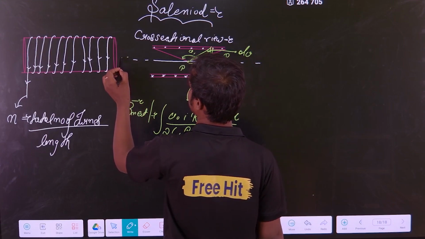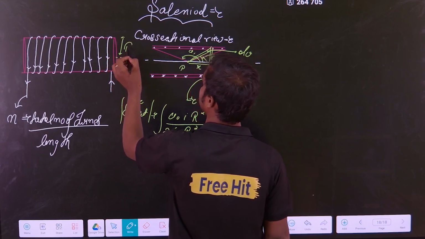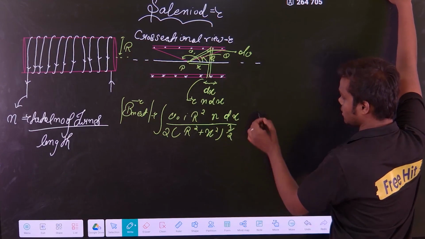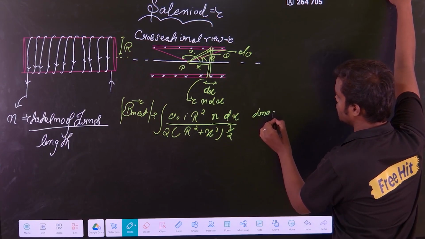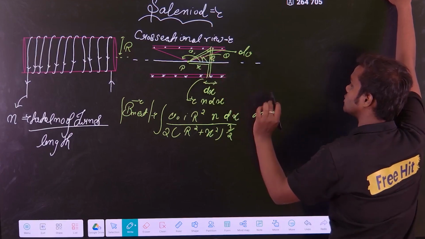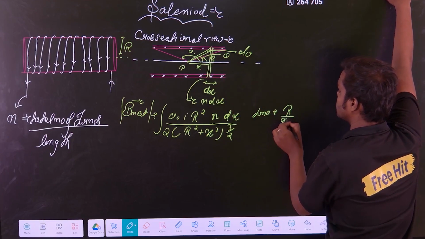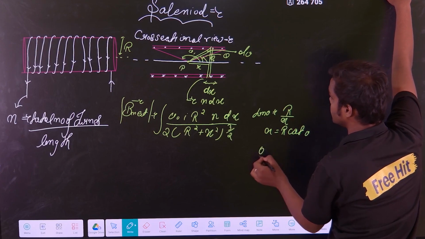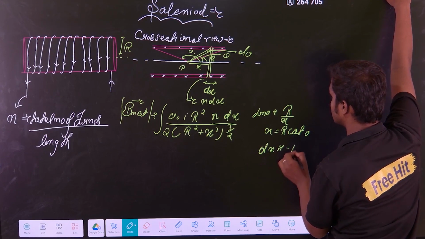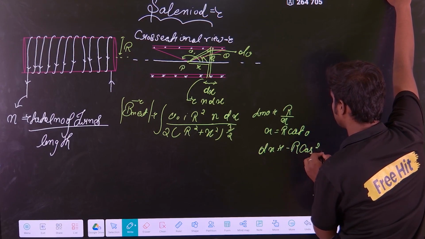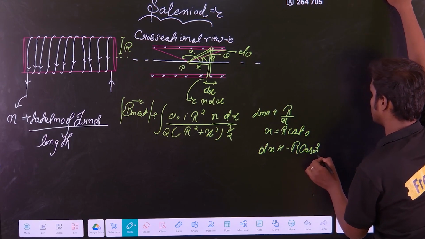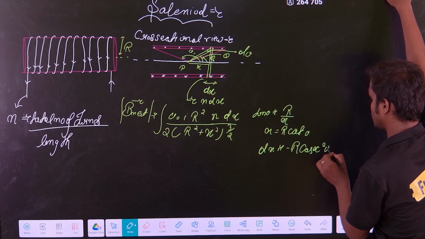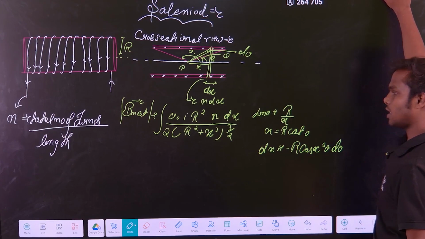Okay, radius must be there. Suppose this radius is r. Okay, you tell me what is the value of x. See, I can write one thing now. Tan theta is equal to p by b. What is p? P is r, x. So x is equal to r cot theta. What is dx then? Dx is equal to minus r cosec square theta d theta. Any doubt till here?